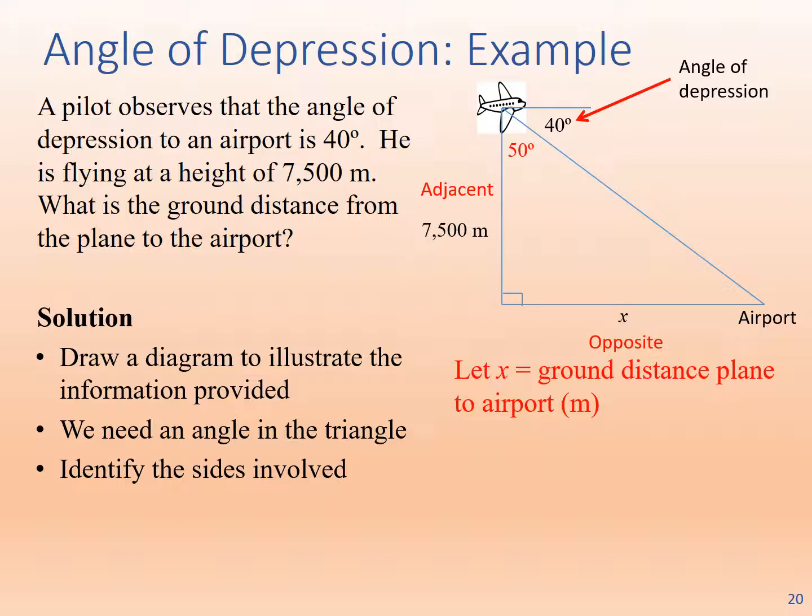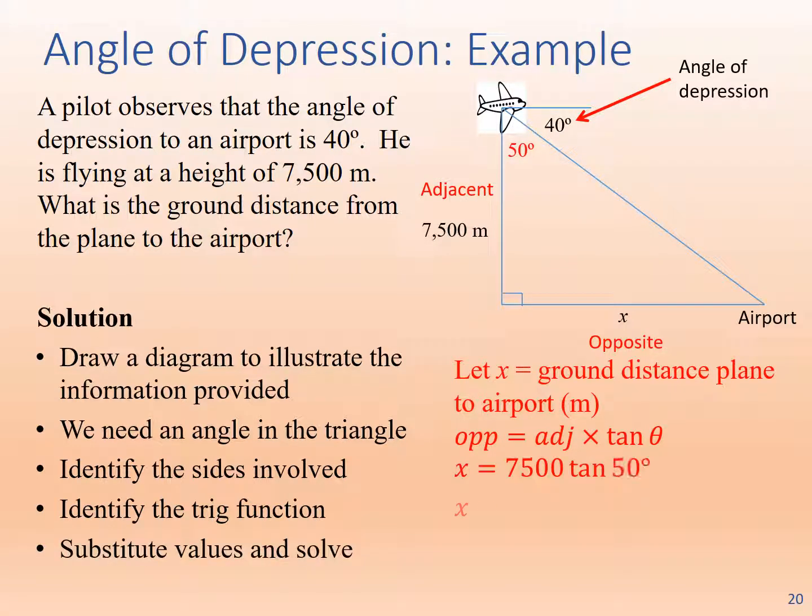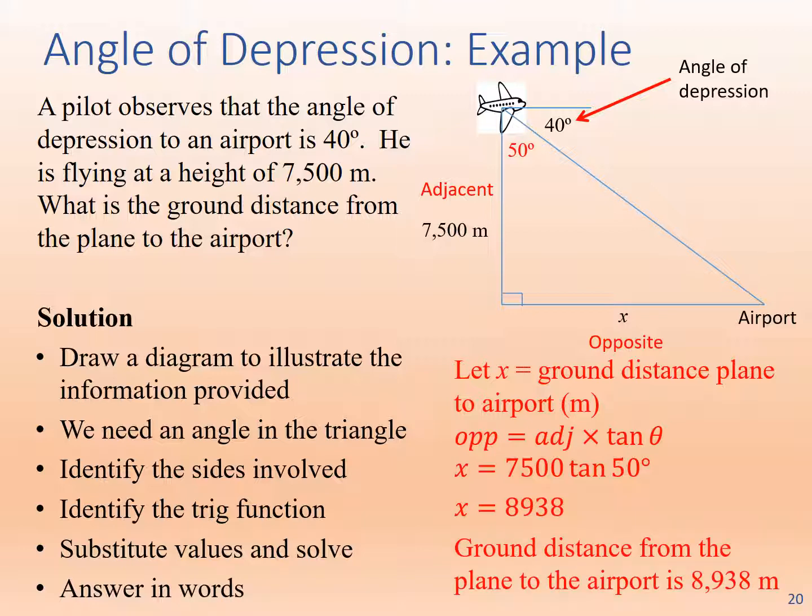Now we can use that triangle and find the unknown side length X, which is the opposite, and we have got the adjacent. So with those two, which trig function do we use? That's right, we'll use tan. So we've got the opposite side is adjacent times tan. Put the values in that we have. That's the 7,500 and the 50 degrees, and then calculate that out on our calculator to get our answer, which we'll write in words as well.